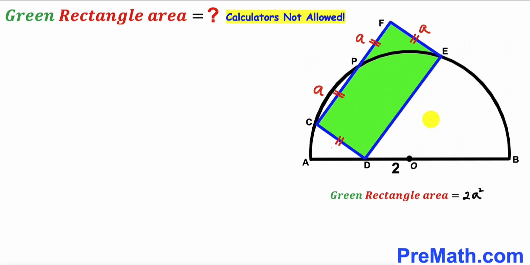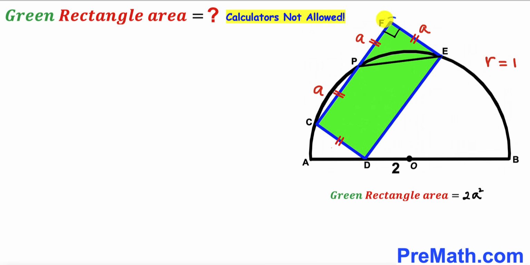And now we are going to focus on this semicircle, and we know this whole diameter is 2 units. So the radius of this semicircle, which I'm going to label as lowercase r, is half of 2, which is equal to 1. And now in this next step, I am going to connect these 2 points P and E, as you can see in this next step.